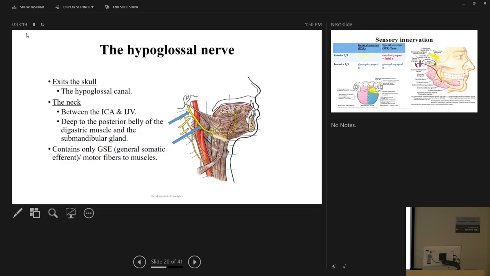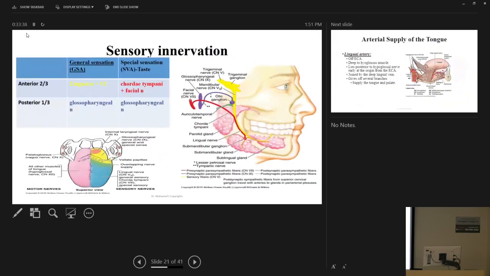So if you want to look for it in your cadaver, right, if you didn't find it yet, just follow the internal carotid artery and go up, and between it and the internal jugular vein, you're going to see your hypoglossal nerve. So, of course, it contains motor fibers to the muscles. Sensory innervation, we talked about that.